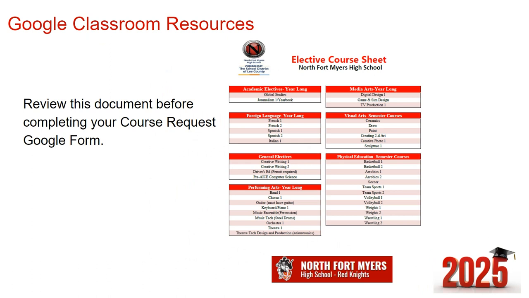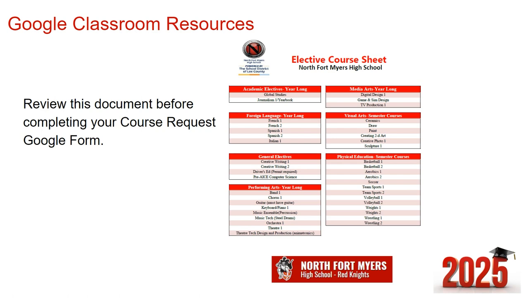The elective course sheet located in the Google Classroom is a helpful document when deciding on electives for next school year. It provides all of the elective options for our ninth grade students. You can look this over before you fill out your choices on the ninth grade course request Google form.